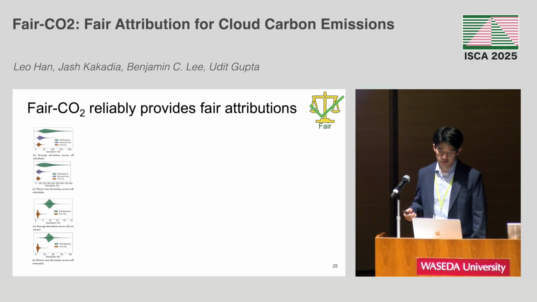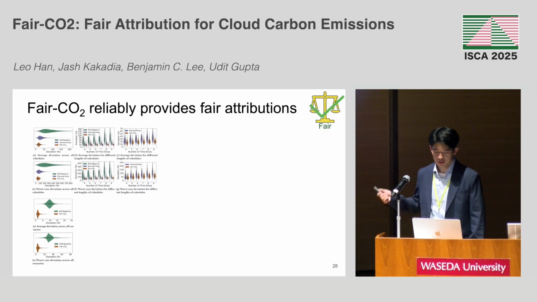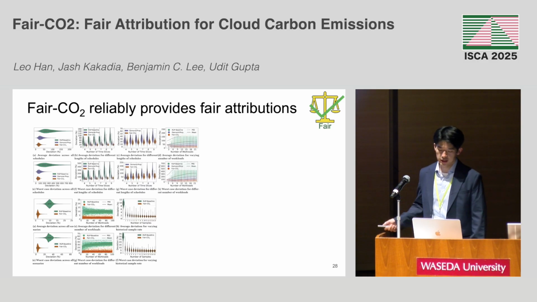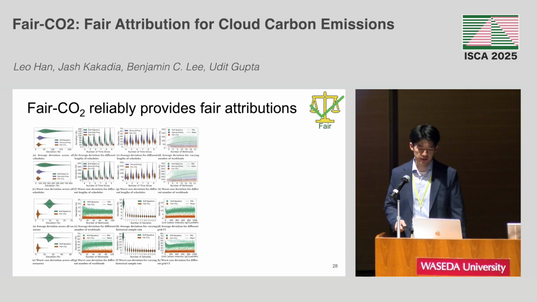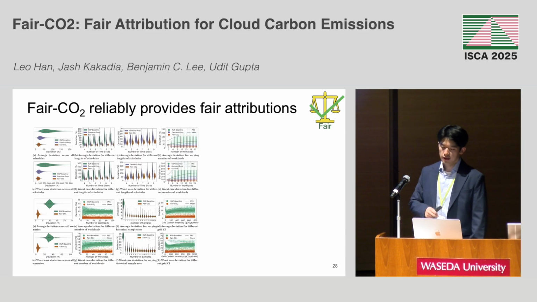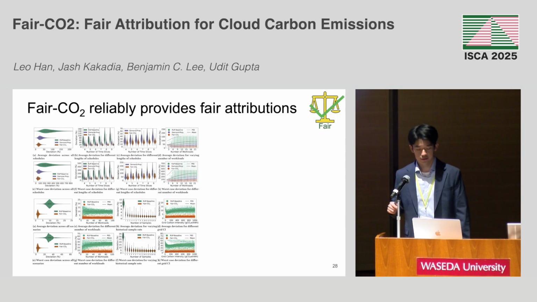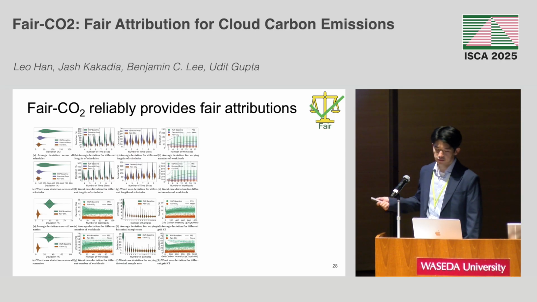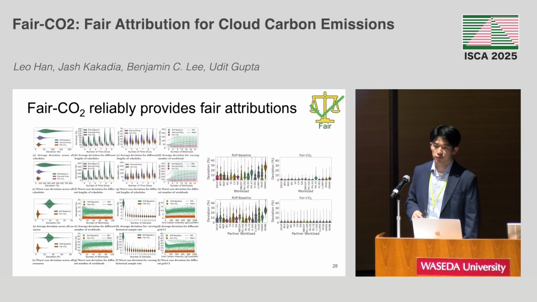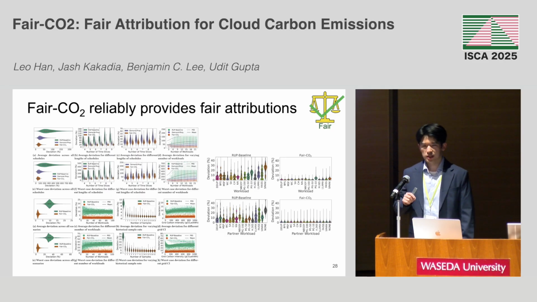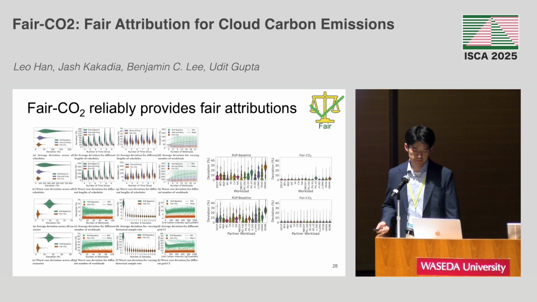We also looked at how Fair-CO2 scales with the length of time, with the number of workloads, historical data availability, and with varying grid carbon intensity. Across these cases, Fair-CO2 is able to reliably provide fair carbon attributions that come close to the fair ground truth. We also show that Fair-CO2 eliminates the unfair biases from workload type on carbon attribution, where some workload types would get particularly unfair attributions under the current schemes.